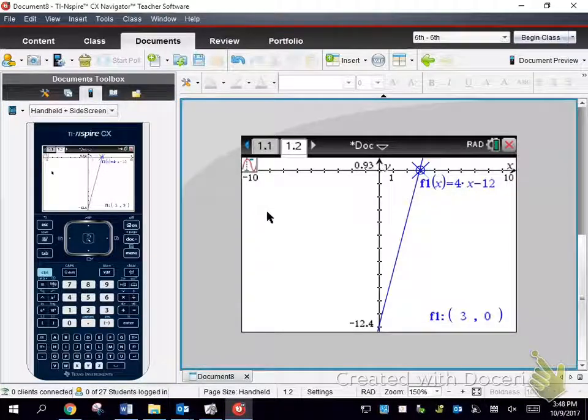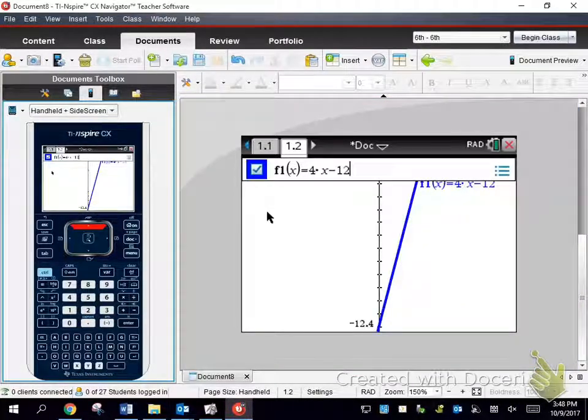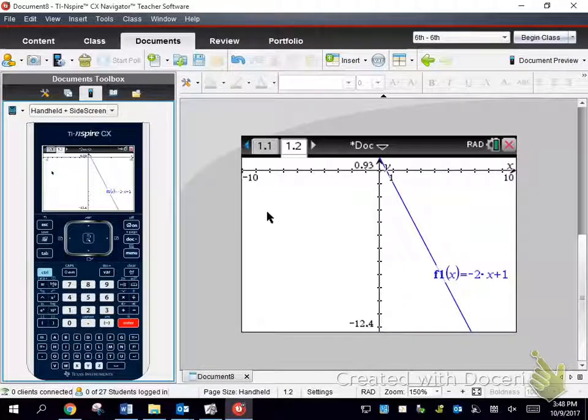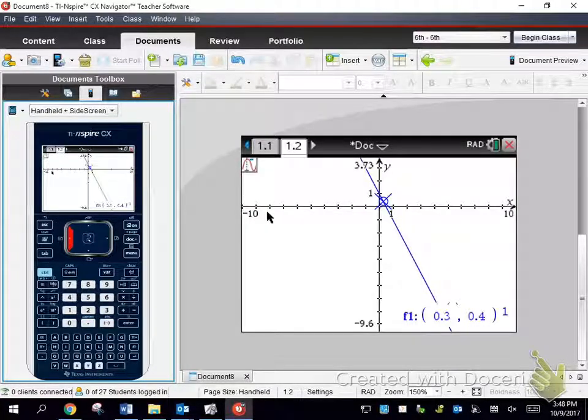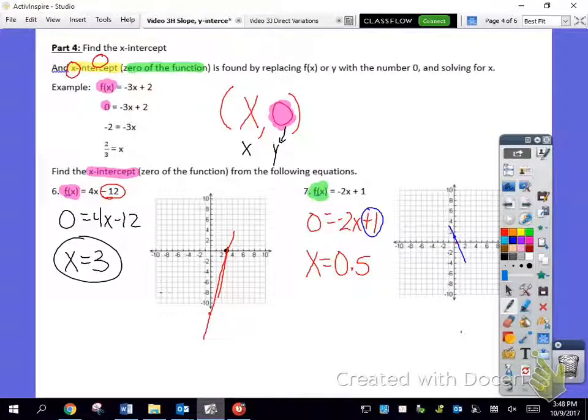Control arrow, go back to tab, up arrow, and I'm going to delete that equation. And I'm going to put in the equation negative 2x plus 1. And when I do that, there's my graph, menu 5, 1. I can arrow over and I'm going to check. Notice 0, it says 0.50, so that's correct. That's my x-intercept. And then y-intercept is 0, 1. So my graph was correct.